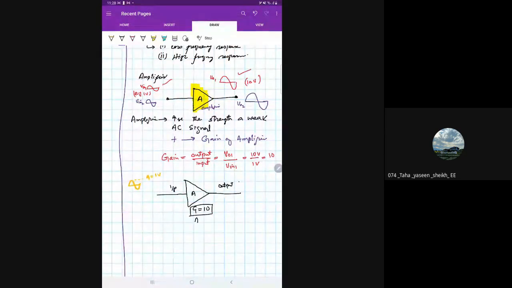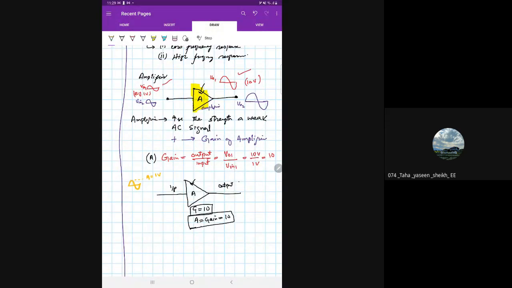Gain is, by the way, generally represented as A also. A is gain, okay. So suppose the gain is 10. So gain is A. So I am showing here amplifier with gain A. Okay, amplifier with gain A. So A is the gain. Generally gain is represented by a letter A. Suppose this amplifier has gain 10.